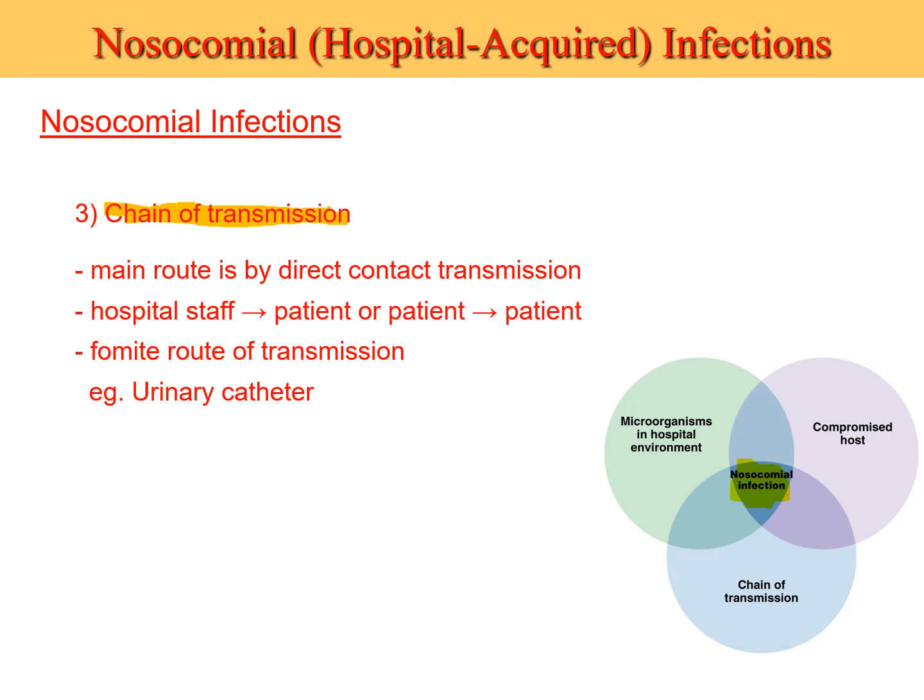All institutions have them. They vary, but there's significant amounts. Main route is by direct contact, hospital staff to patient or patient to patient. Fomites are a big part of transmission. For example, urinary catheters are a common source for urinary tract infections.